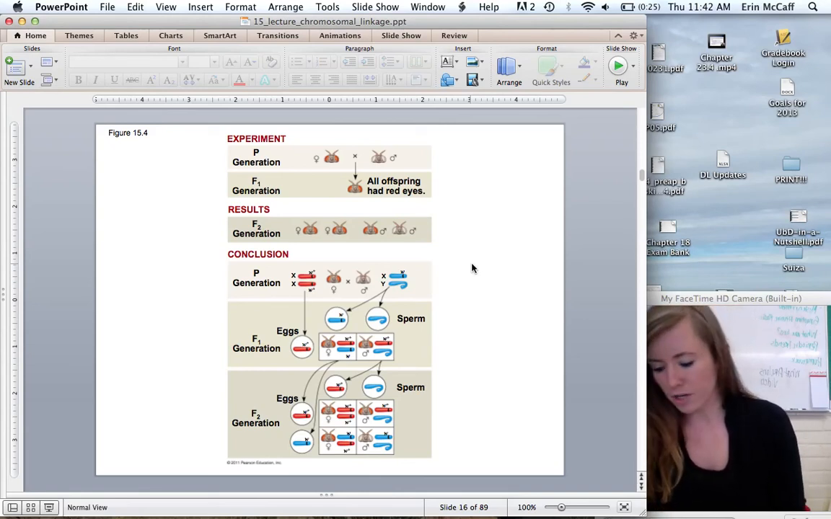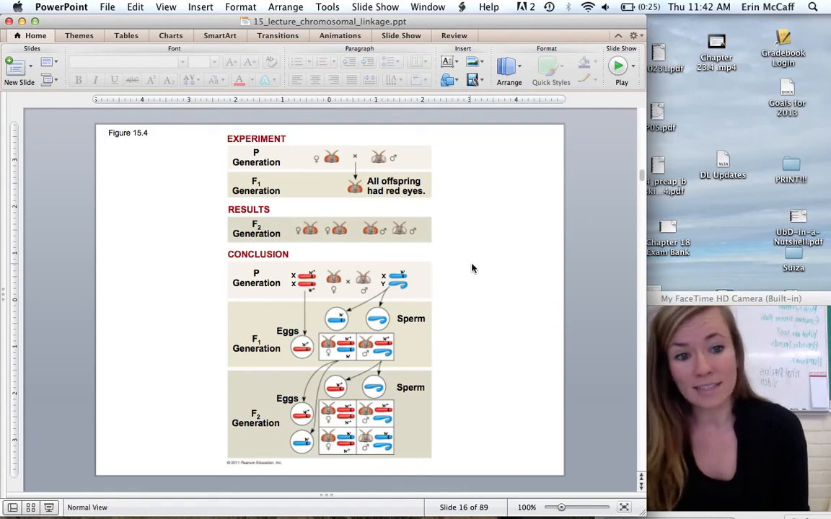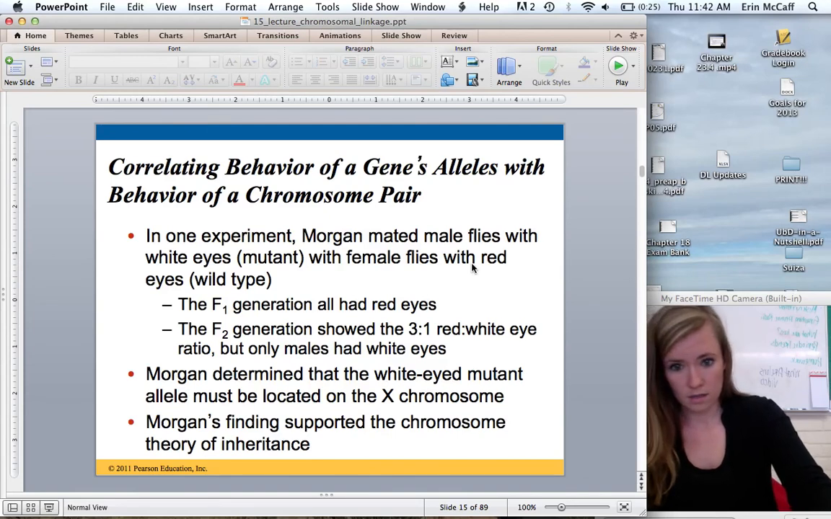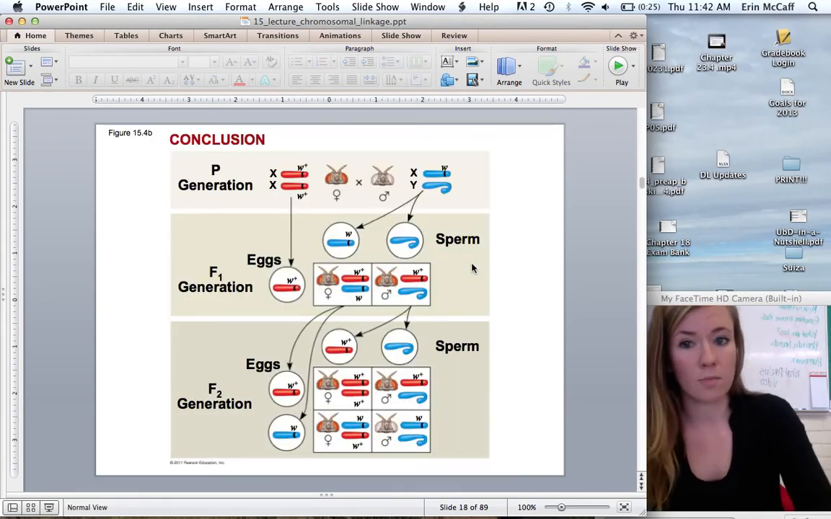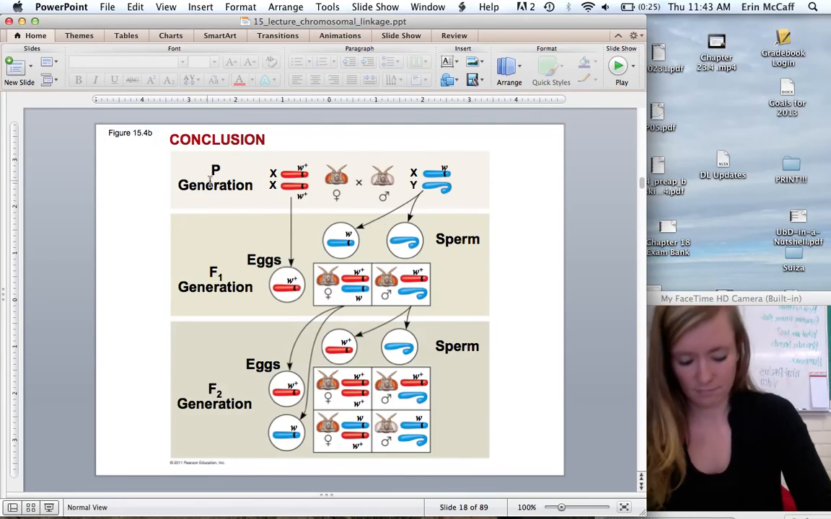And he's able to determine from this that traits are carried on chromosomes and that this trait must be carried on the X chromosome. Because it's the only way to account for why males end up this way as opposed to females. So that supports the chromosome theory of inheritance because they must be located on the chromosomes. And that is all for chapter 15.1.